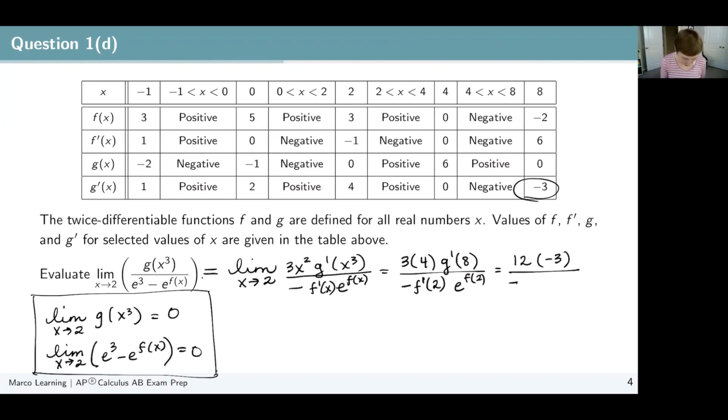Negative f prime of 2. F prime of 2 is negative 1. So negative 1 times e to the f of 2. F of 2 from the table is 3, e cubed, positive 1 times e cubed. All right, so you can leave your answer like that. That is a numeric answer. And again, I would encourage you to do that. Or we could simplify and get negative 36 over e cubed. Negative 36 over e cubed as our limit.